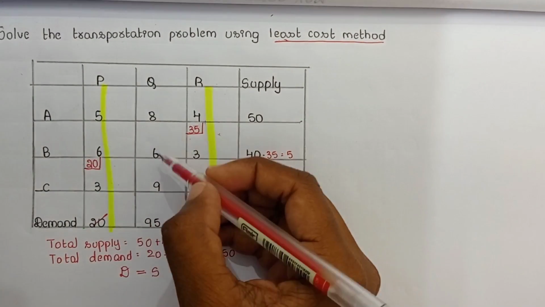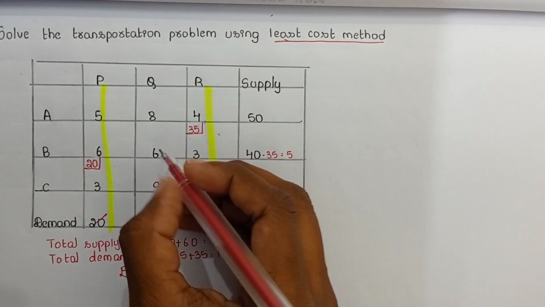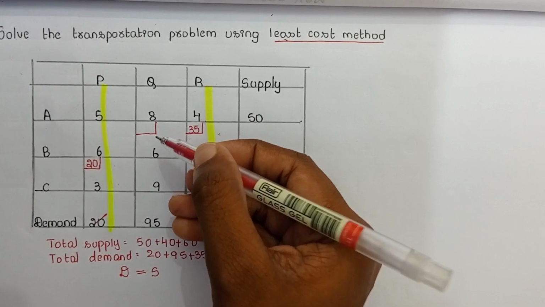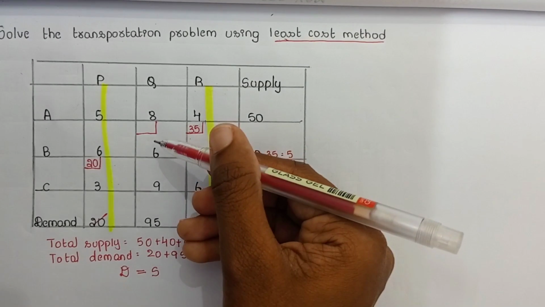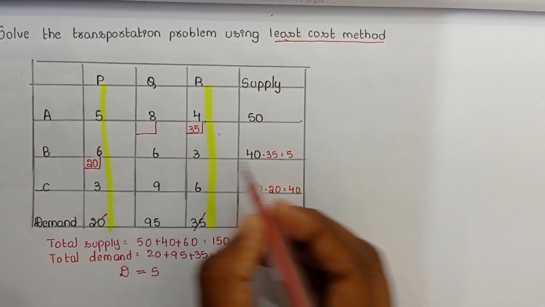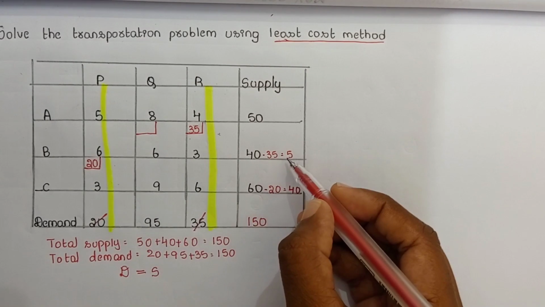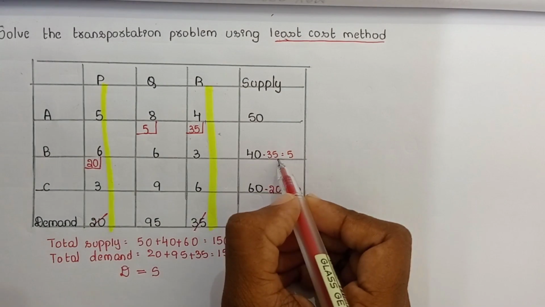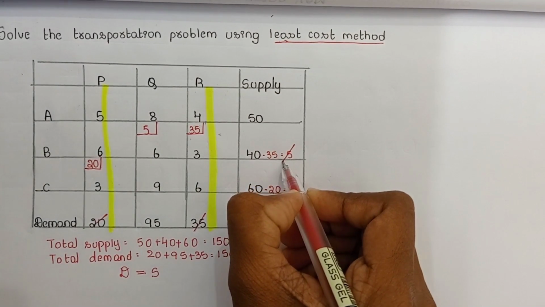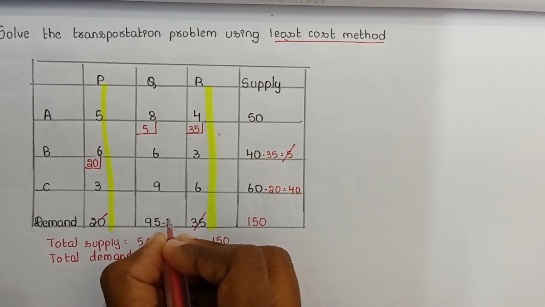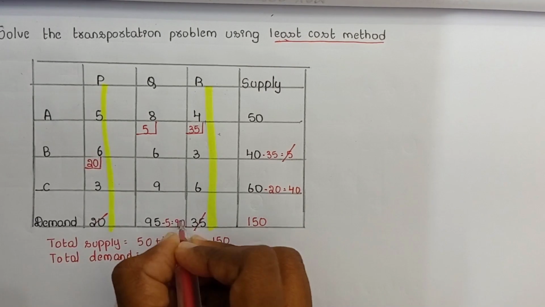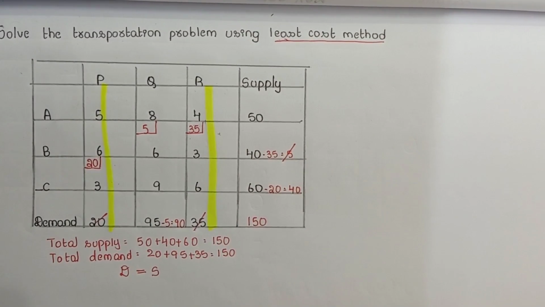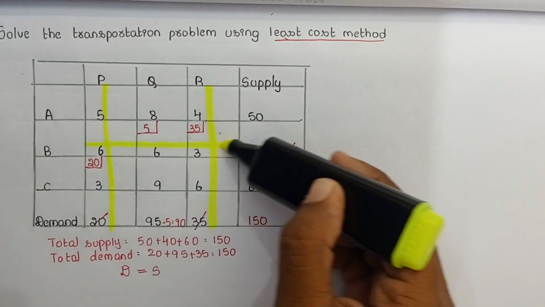So the remaining values are 8, 6, 9. Among 8, 6, 9, the least value is 6. So I will select this cell for allocation. The corresponding demand to this 6 is 95 and the supply is 5. When we compare 95 and 5, the least value is 5. So I will allocate 5. As I have allocated everything here, I will strike off this 5 and also deduct that 5 from 95. So 95 minus 5 is 90. As I have allocated everything in this row, I should strike off that row as well. Okay, so let me strike off that.